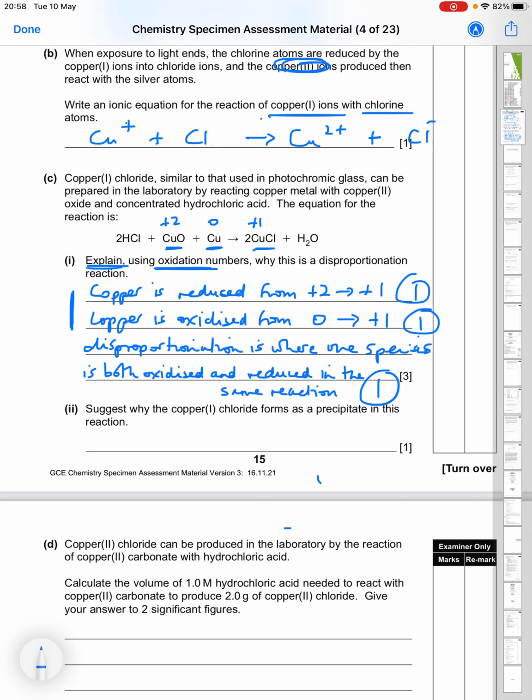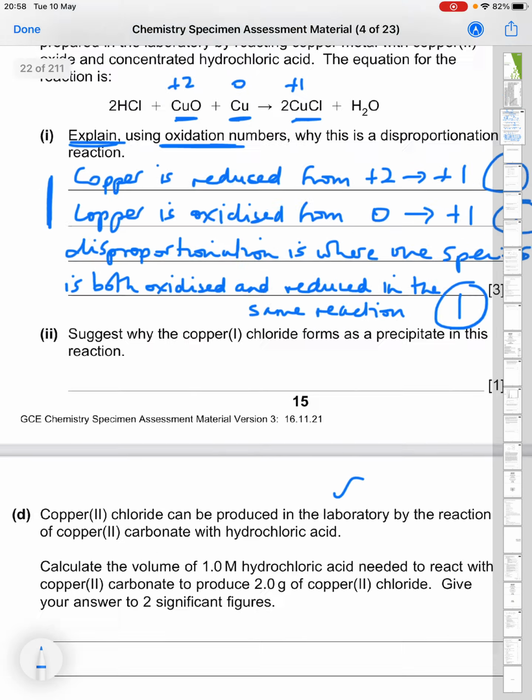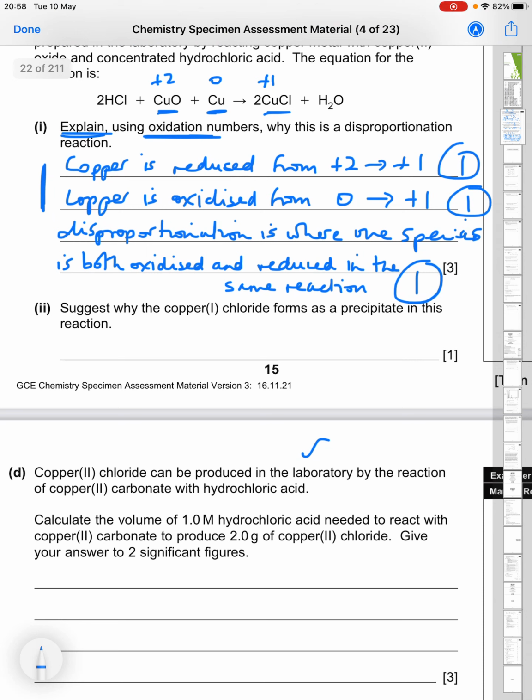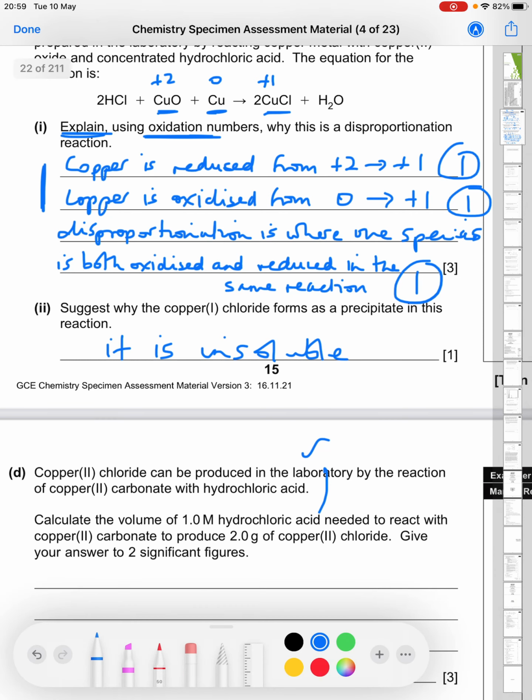Suggest why the copper chloride forms as a precipitate. The only reason you should ever have to give for something being a precipitate is it is insoluble. Otherwise it wouldn't precipitate out.